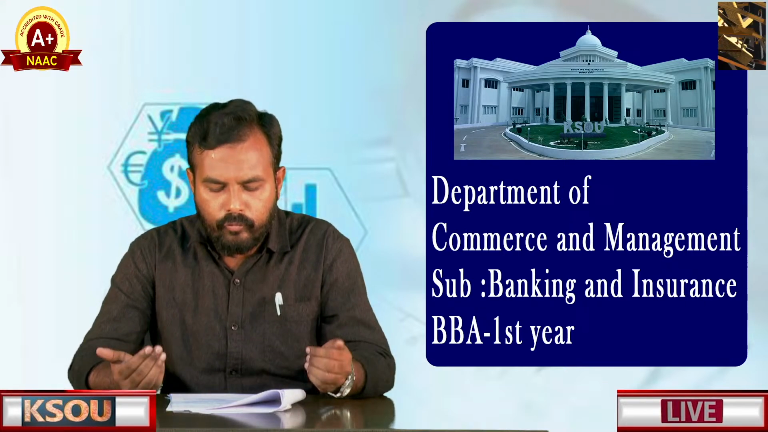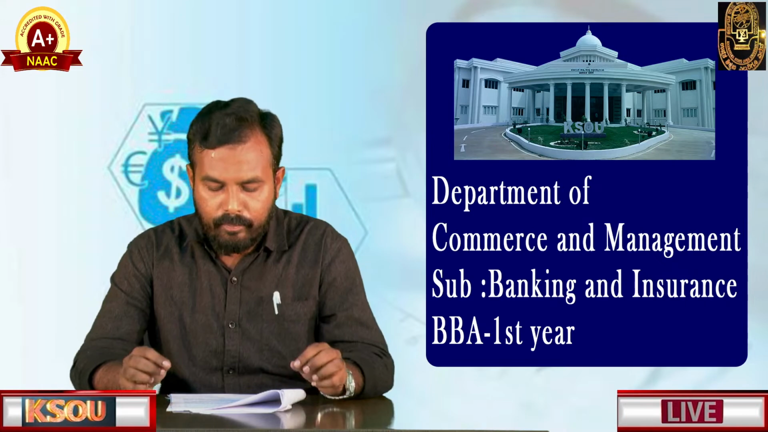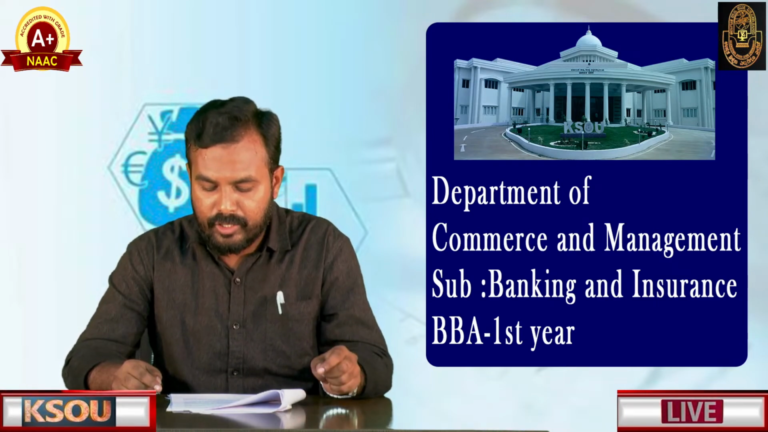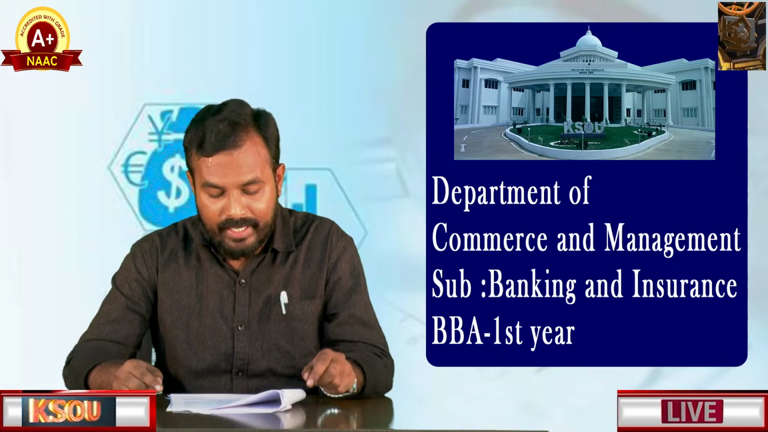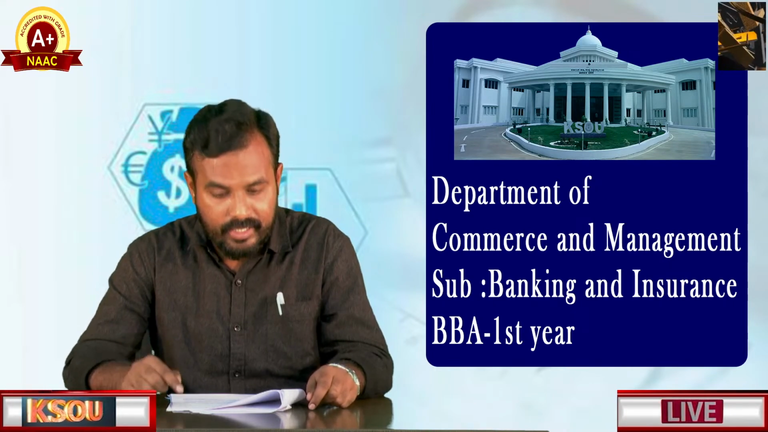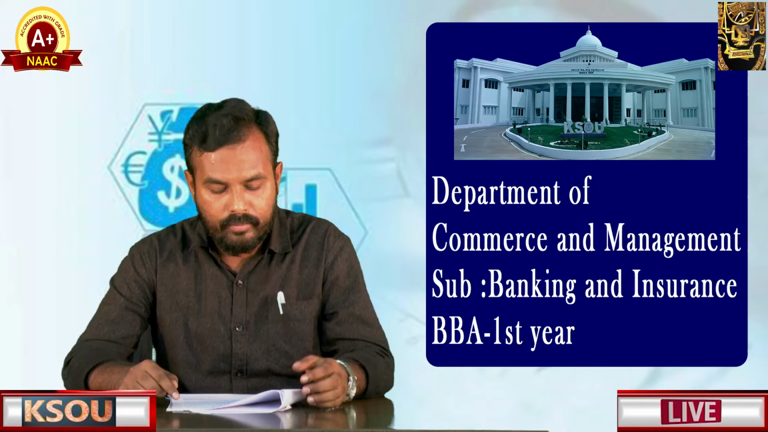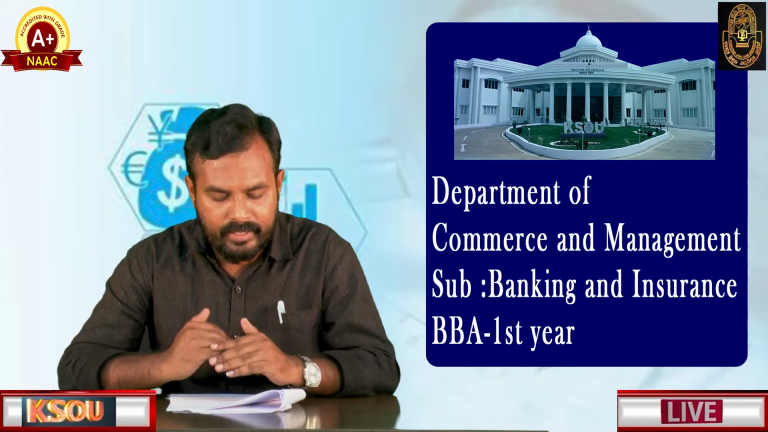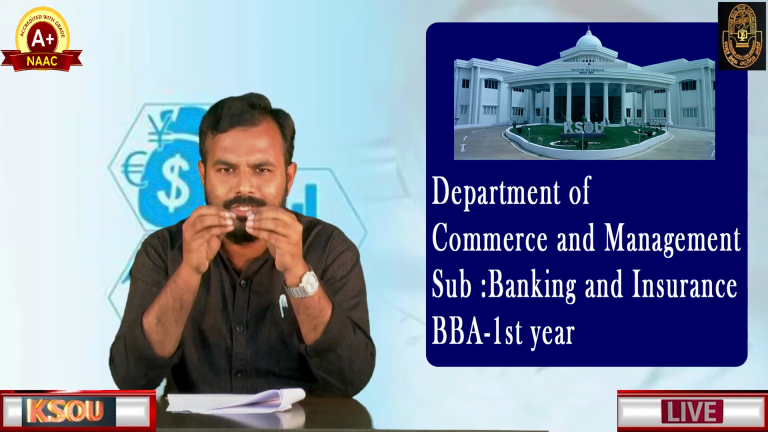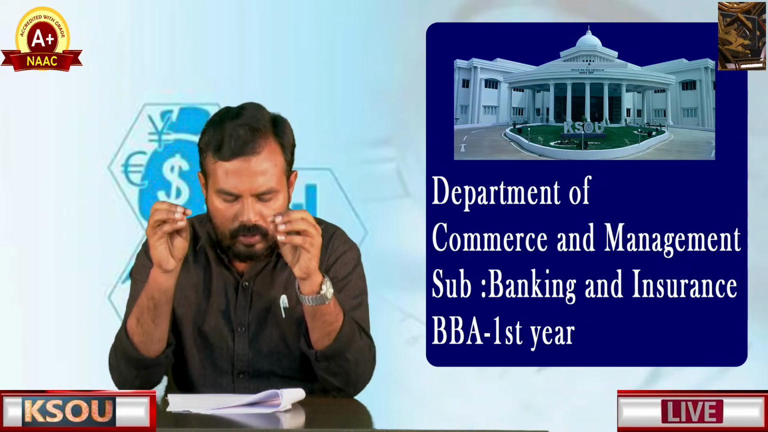Then regulation of the flow of national savings. The bank regulates the flow of national savings into various productive channels. While lending money, they discriminate between genuine trade and speculators, and they discourage speculators. Banks ensure the diversion of national savings into productive uses. The bank plays an important role in regulating the flow of national savings, so that savings are channelized only to productive sectors.